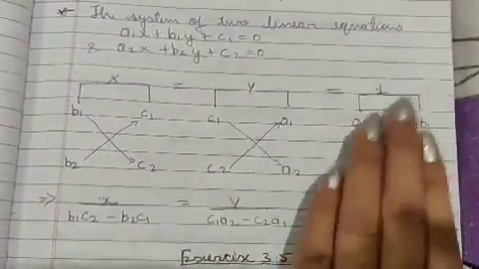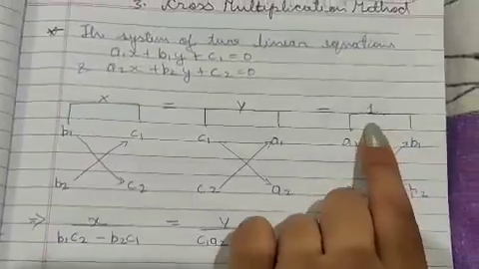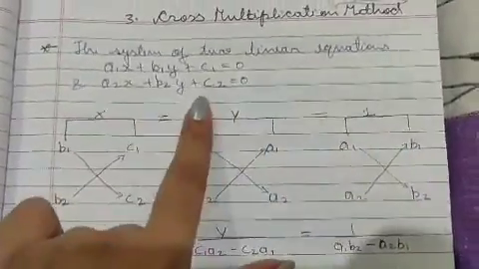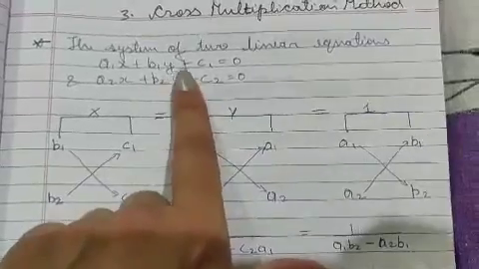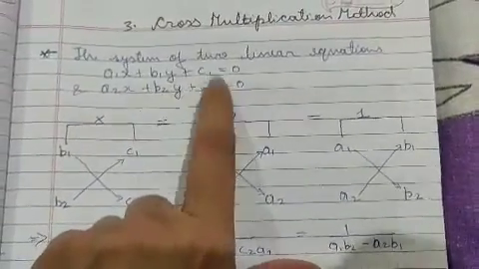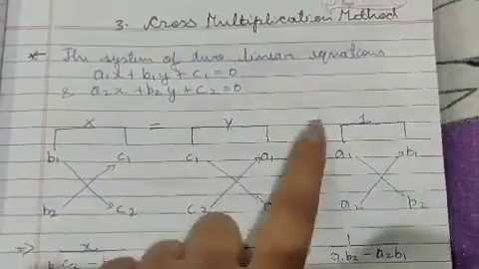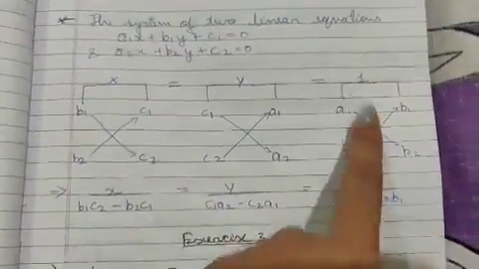Okay, see, plus 1 you will take if and only if the equation is in standard form. If the equation is like a1x plus b1y equals c1 and a2x plus b2y equals c2, then this 1 will be minus 1. You will take 1 as minus 1.